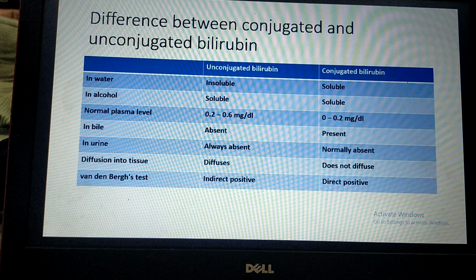Now, diffusion in the tissues. Diffusion in the tissues means entering into the cells. Unconjugated bilirubin is not soluble in water. It is lipophilic. Therefore, it can cross the phospholipid bilayer of the cell membrane and enter inside the cell. Whereas conjugated bilirubin is water soluble, it cannot enter inside the cell. Now, the test for detection of unconjugated bilirubin is the indirect Van den Bergh test, and the direct Van den Bergh test detects the conjugated bilirubin.